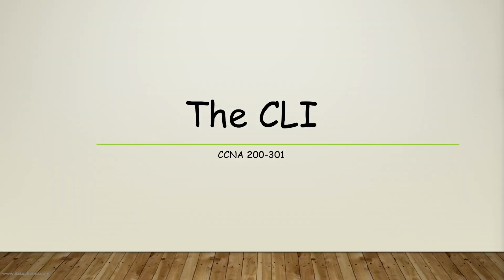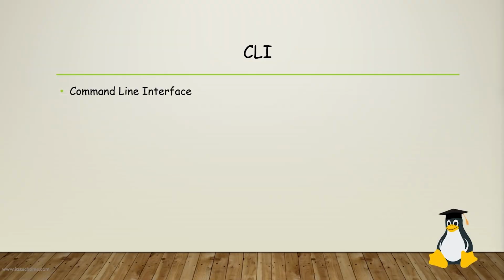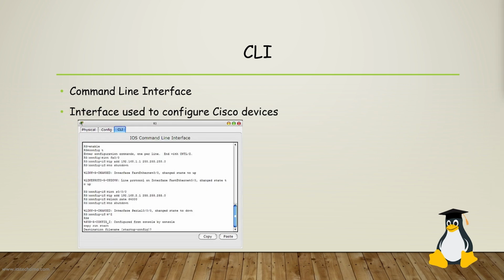Today we're going to cover the basics of the Cisco CLI. CLI stands for Command Line Interface. The CLI is the interface you'll use when you configure Cisco devices such as a switch or a router. Here is a picture taken from a Cisco CLI on a Cisco router using Cisco's Packet Tracer program.